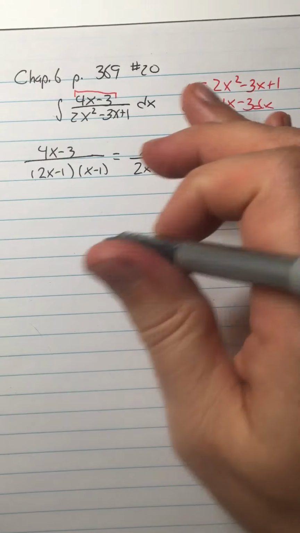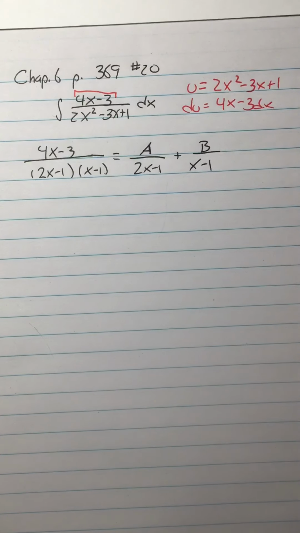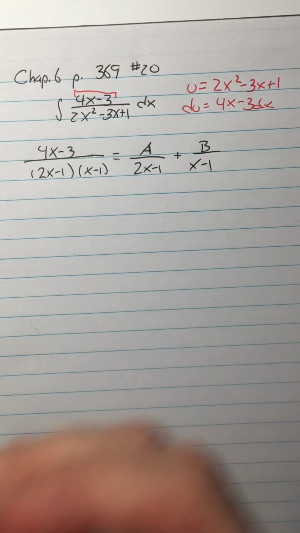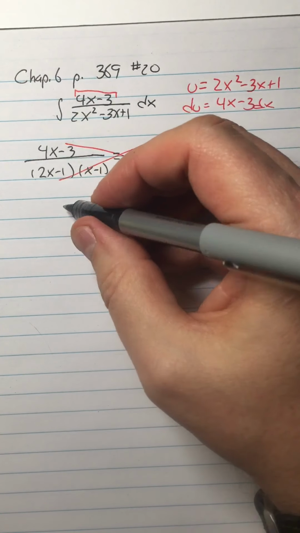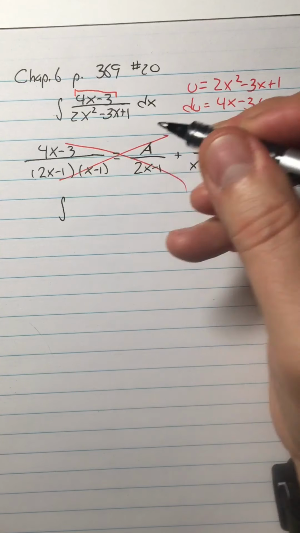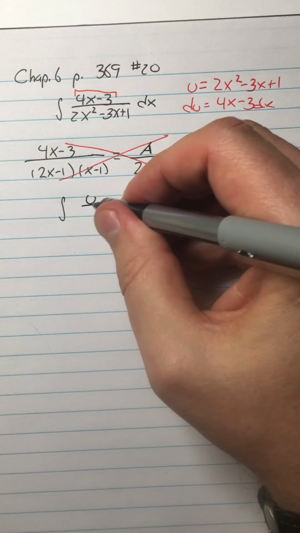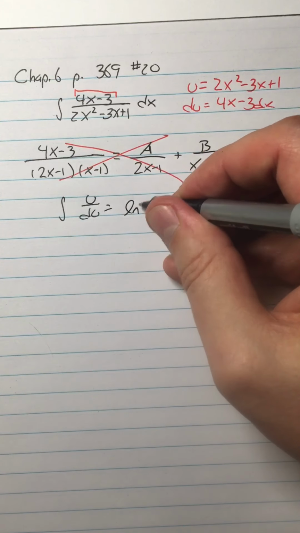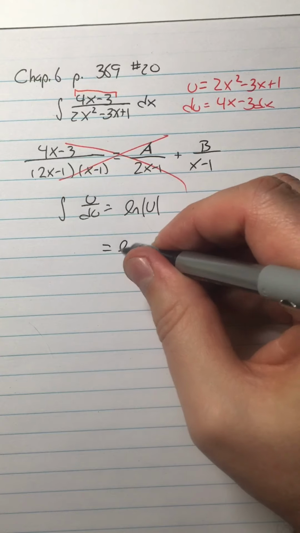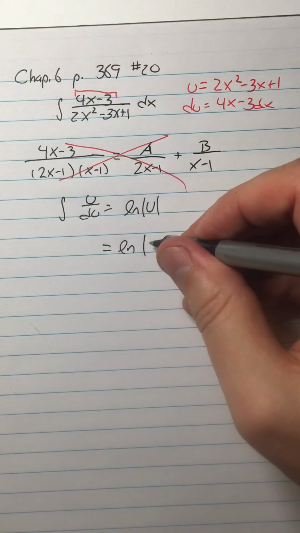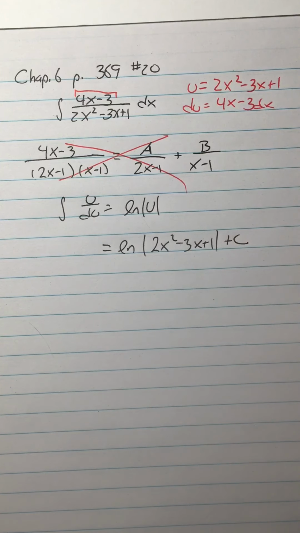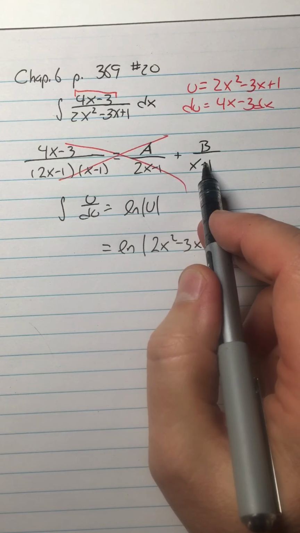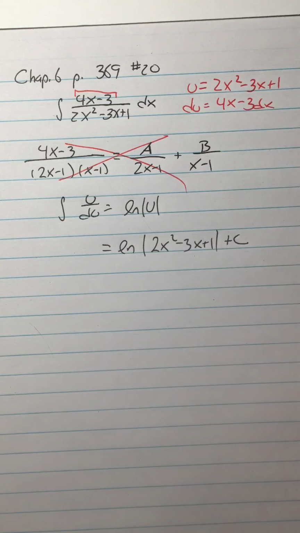Where'd my red pen go? All right, we'll just go ahead and do the substitution. The integral is just the integral of du over u. So that equals ln of absolute value of u. And we substitute back: ln of absolute value of 2x squared minus 3x plus 1 plus C. Done.